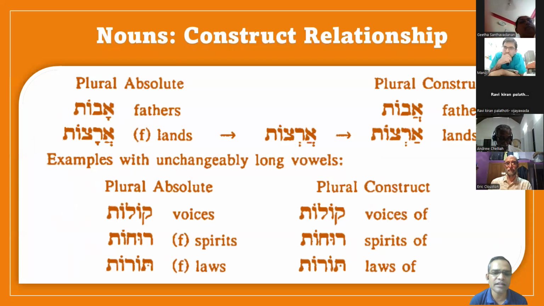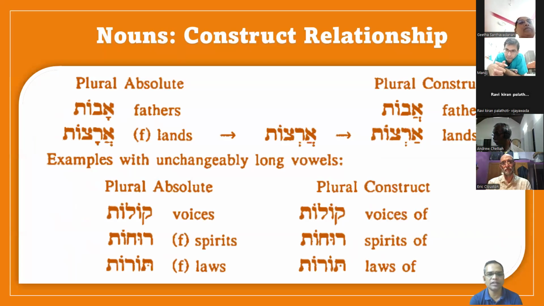Aratsot is lands or earths. Artsot. Why? Because the initial consonant is carrying hatef patta. The next letter is carrying kamats, which has to be reduced into simple vocal shiva. So two vocal shivas cannot stand together. So the initial consonant becomes patta, and the second one becomes silent.